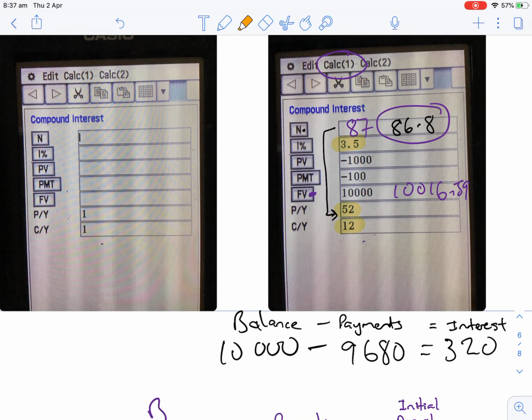So my payments are going to be $52 per year. And that will be $100 each time. And I started with $1,000. So that went in there.